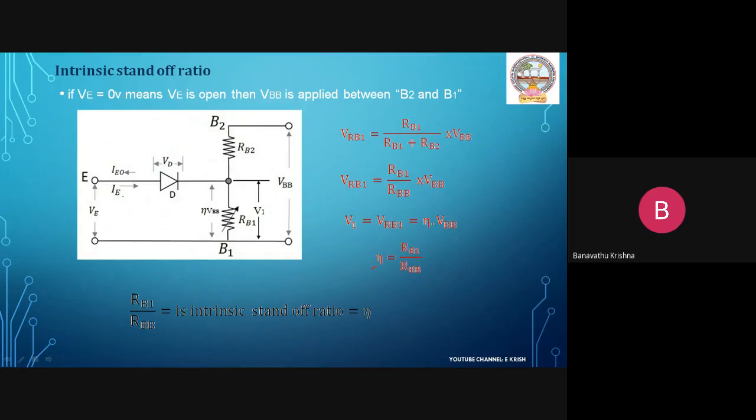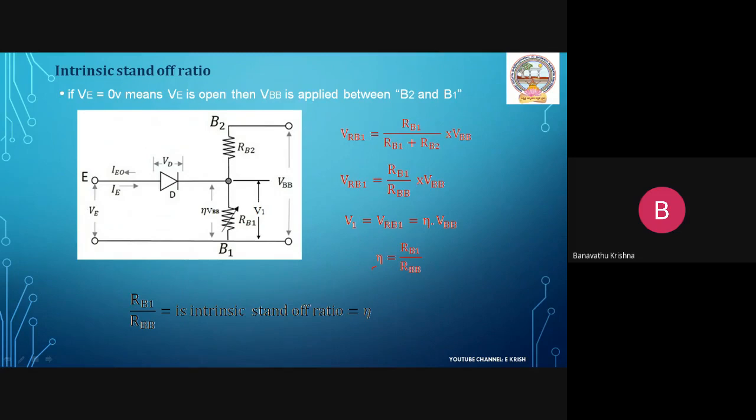This is the emitter current flowing, that is the conventional current if the diode is in forward bias condition, and it is the reverse saturation current if the diode is in reverse bias condition. Before going to the complete operation of this equivalent circuit, let us derive how much voltage will be dropped across this variable resistance.